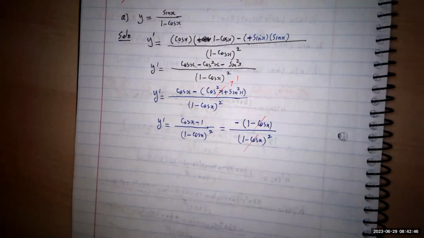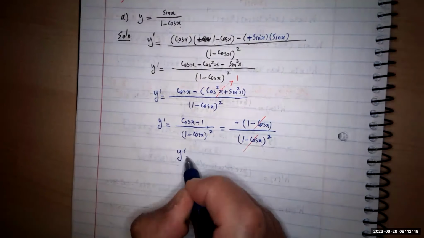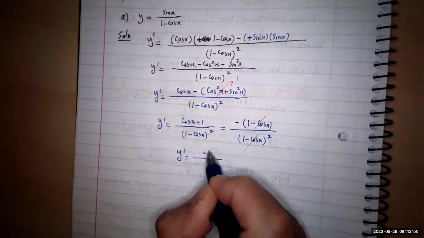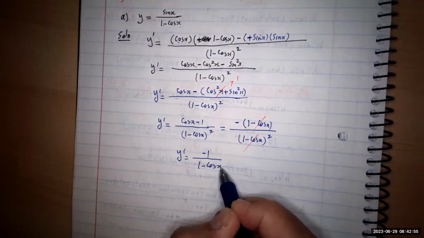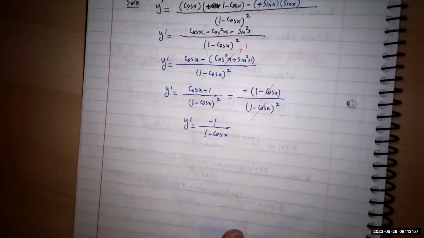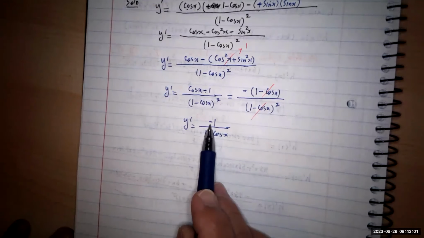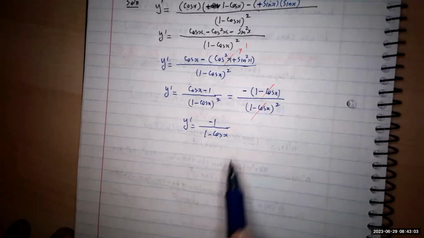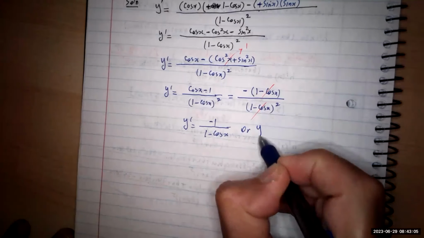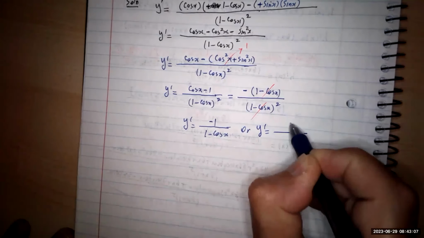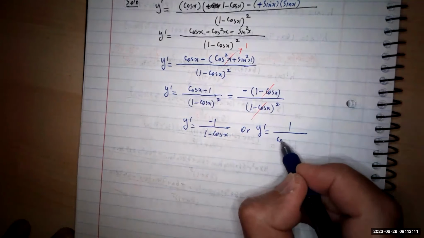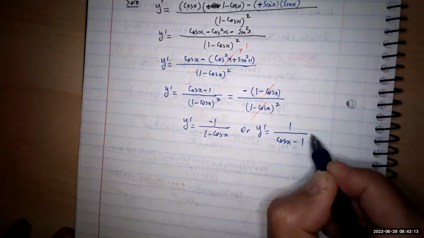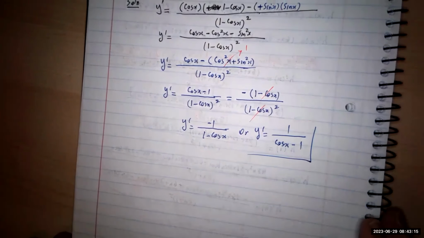So the final answer would be y prime equal to -1 on the top and 1 minus cosine x on the bottom. That would be the final answer. Some people don't like this negative, so they bring it down, multiply by the bottom. If you want, this is going to be 1 on the top. You make this one positive, so that gives you cosine x minus 1. So that gives you the final answer.